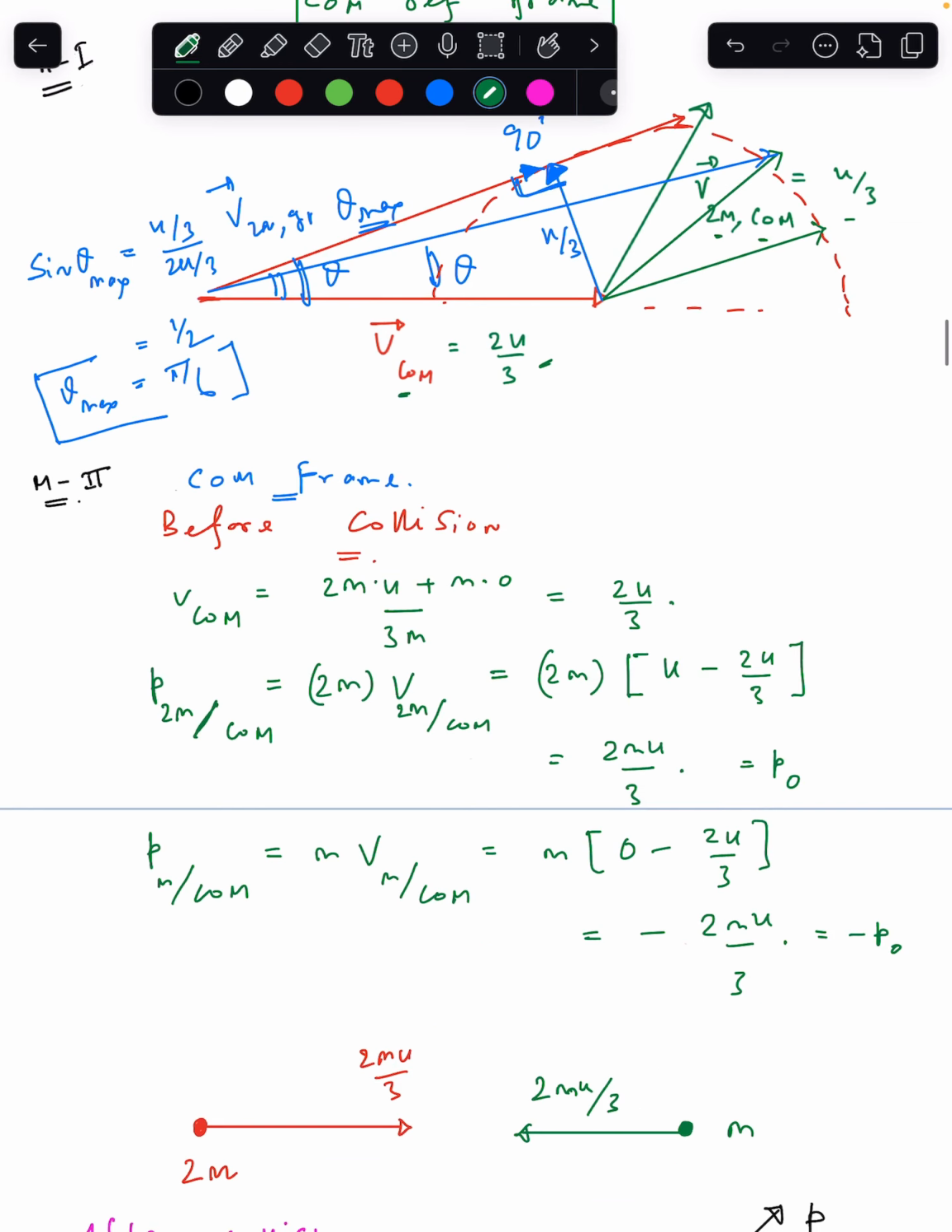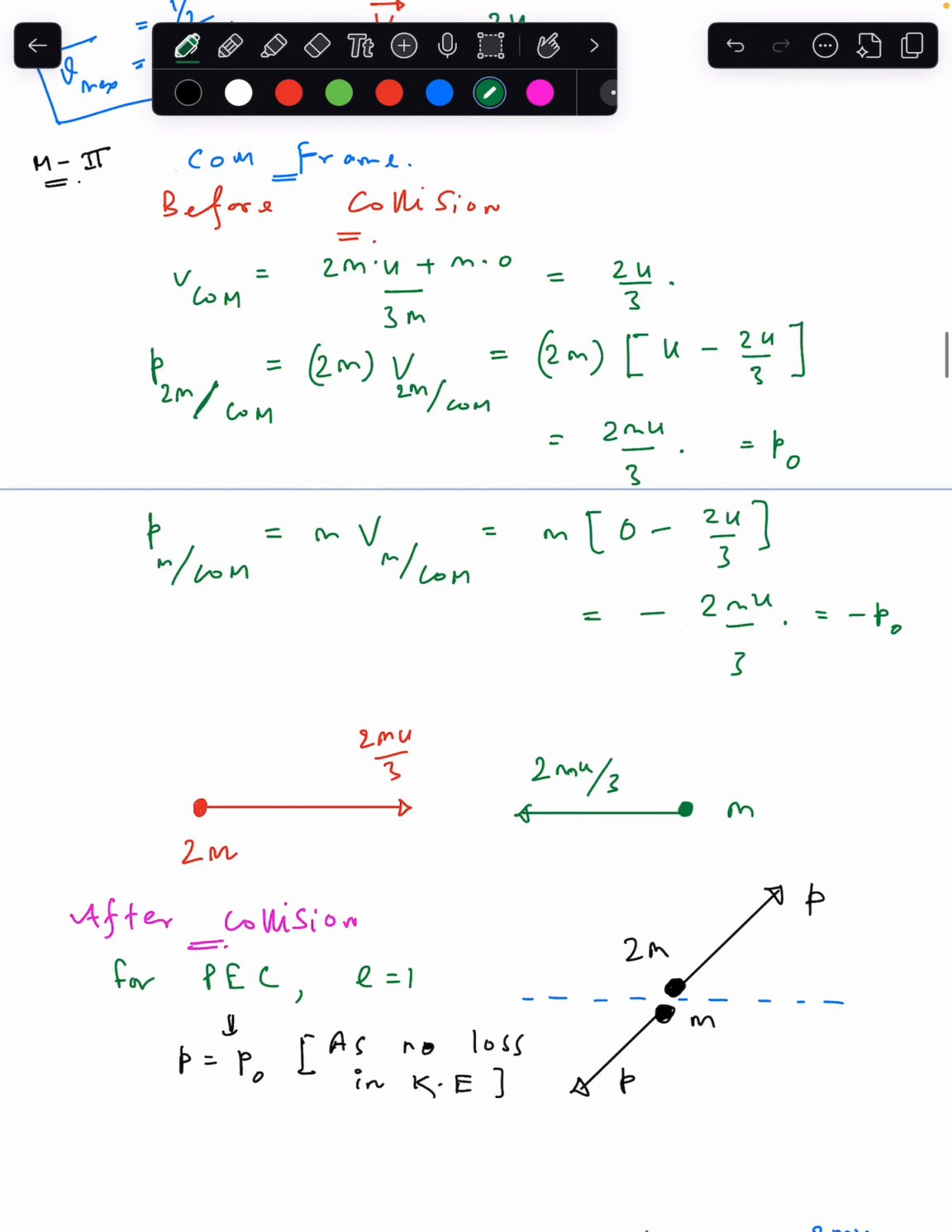Now let us analyze this with method 2. In method 2 we have adopted the center of mass reference frame once again, and we are going to see the situation of what's happening out there. First we have calculated the velocity of center of mass. As you can check, it is coming how much? 2u by 3.